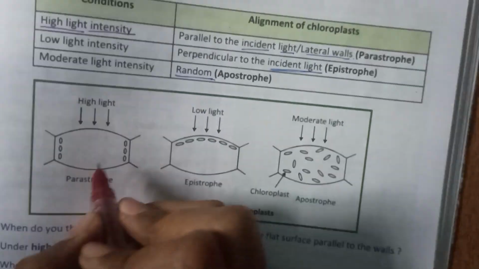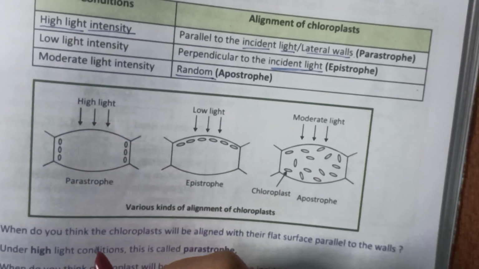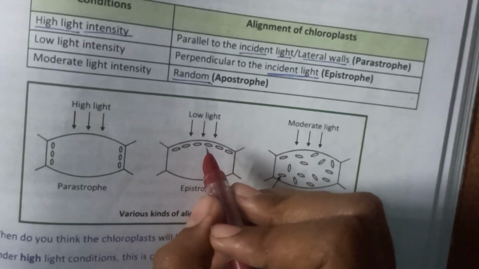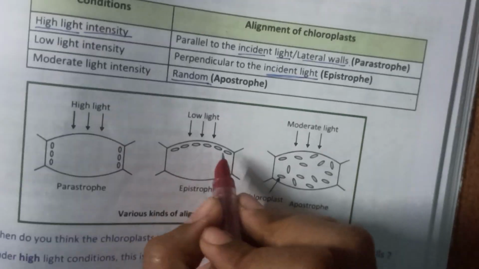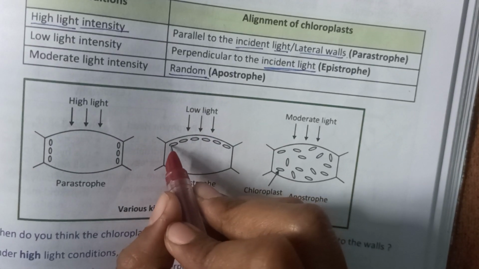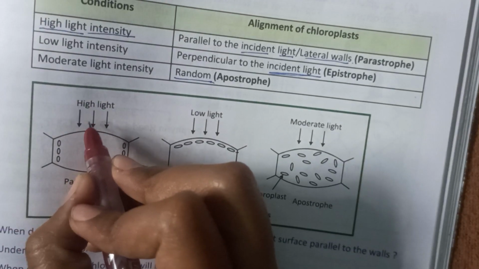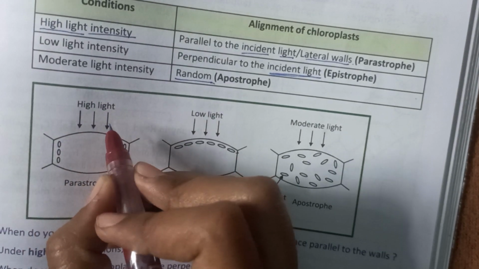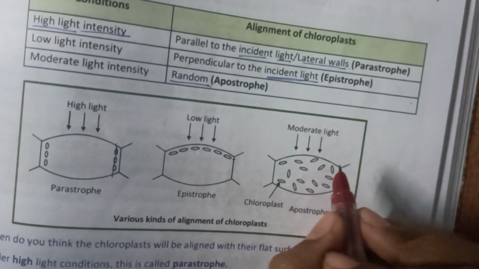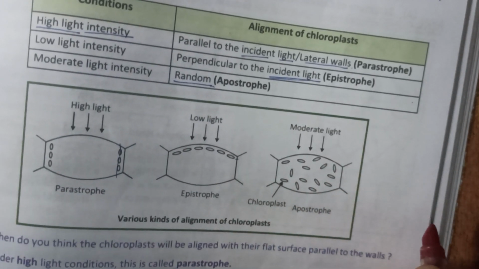So this is during the high light intensity, that is midday, 1 p.m. or 12 p.m. like that. When the light intensity is very low, it will be aligned perpendicular to the light incident. The incident light is in this direction, which means it will be aligned in this direction, so it is perpendicular to the incident light. But whenever the light is of high intensity, it will be aligned parallel to the direction of light. And when moderate light is present, the chloroplast will be aligned randomly.